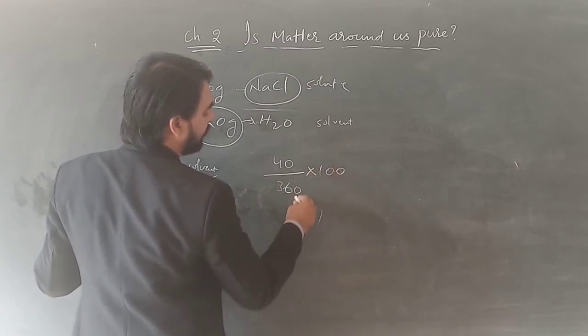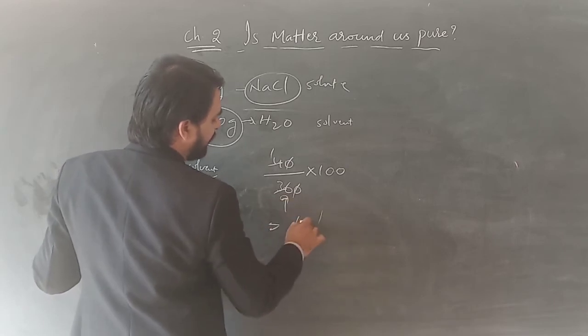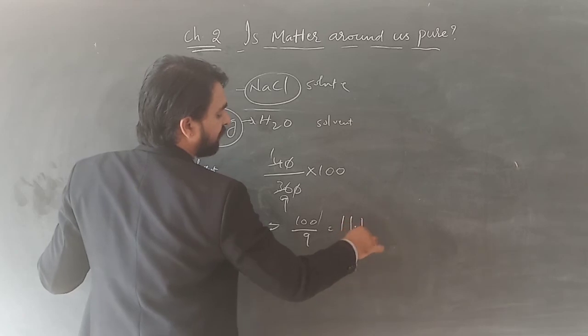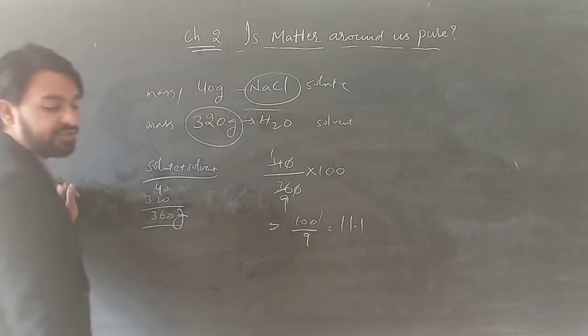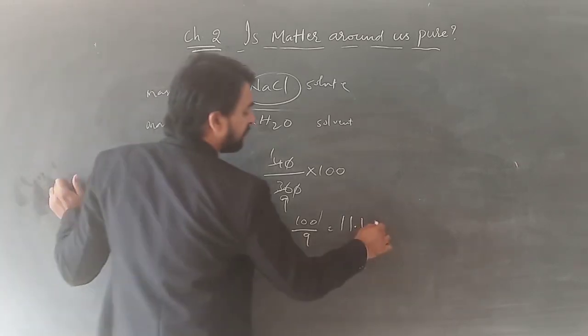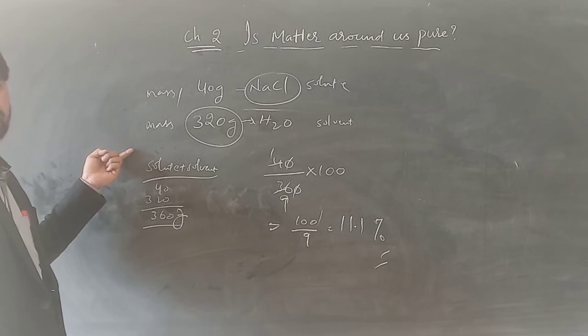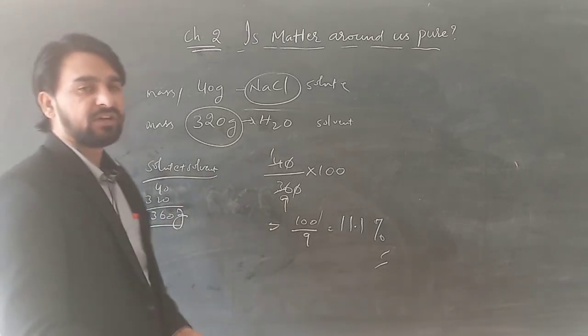So 40 upon 360 into 100, which is approximately 11.1, okay. This is the concentration of the given solution in terms of percentage, that is mass upon mass. ये mass upon mass वाला है. So in this way we can calculate the concentration of a given solution in terms of mass upon mass percentage.